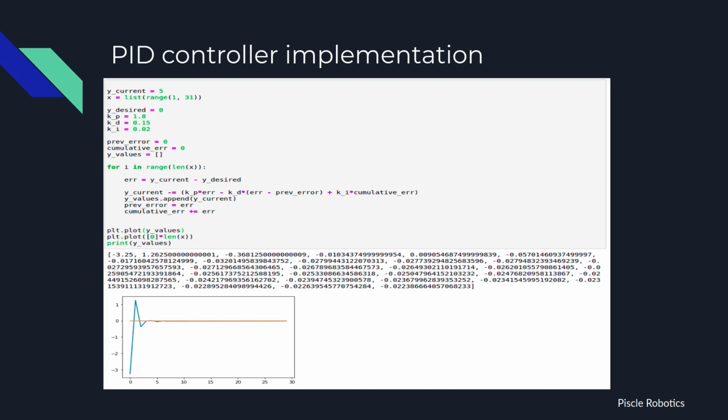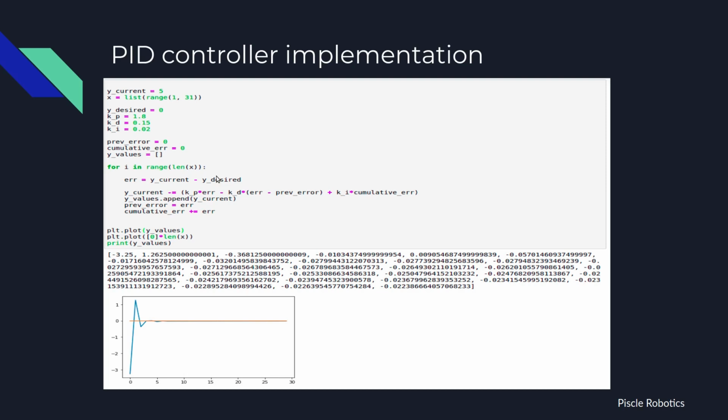In this case, as we will be taking into consideration the previous error and the cumulative error, both the variables have been set to 0. And there is a list that we have created, an empty list, y values, and we are going to append the changing y current values as we calculate the error and go on further. So let's take a look at when the loop starts.